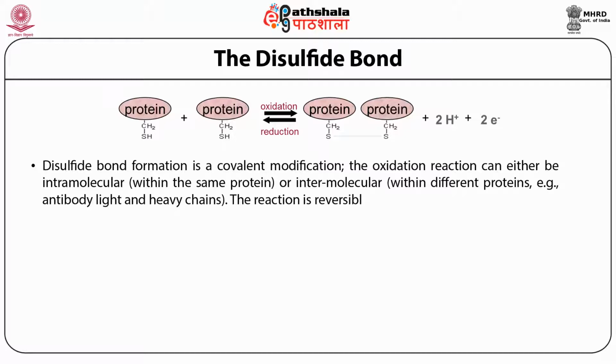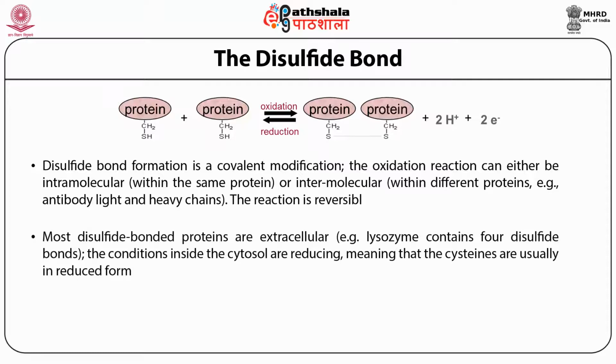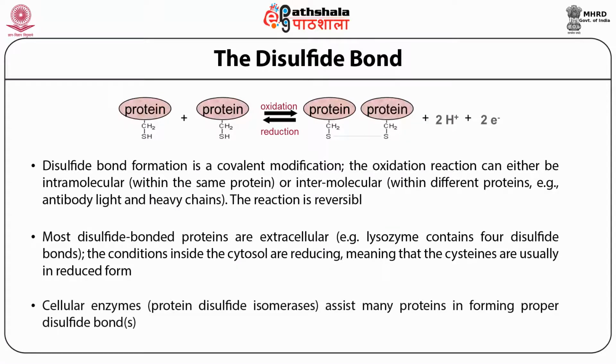Here we talk about the disulfide bond, which is a covalent bond formed within the protein and the most important interaction for the stability of the protein. It is formed by the oxidation of two cysteine residues that interact to form the covalent bond. Most disulfide-bonded proteins are extracellular, such as lysozyme, which contains 4 disulfide bonds, and the conditions inside the cytosol are reducing, meaning that cysteines are usually in reduced form. Cellular enzymes such as protein disulfide isomerase assist many proteins in forming the proper disulfide bonds.